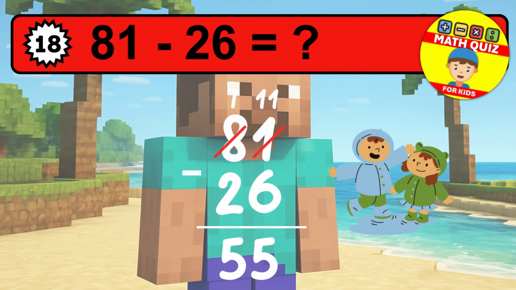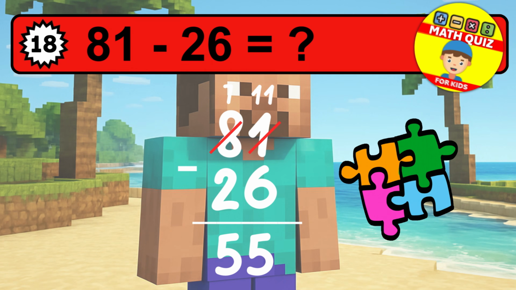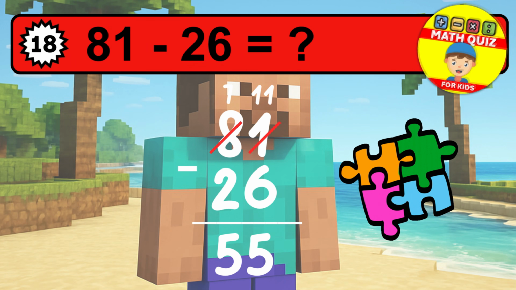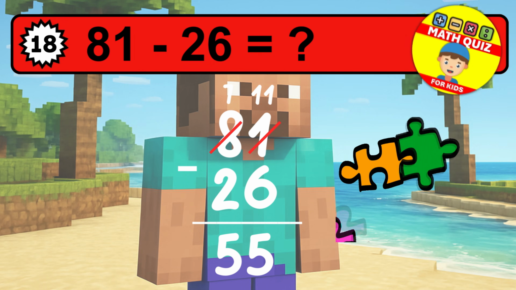Now we subtract. 11 minus 6 is 5. Then we go to the tens. 7 minus 2 is 5. The final answer is 55.